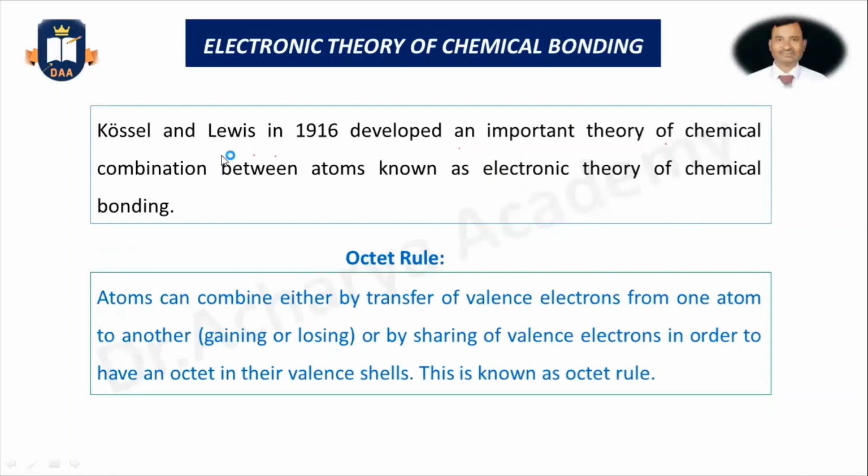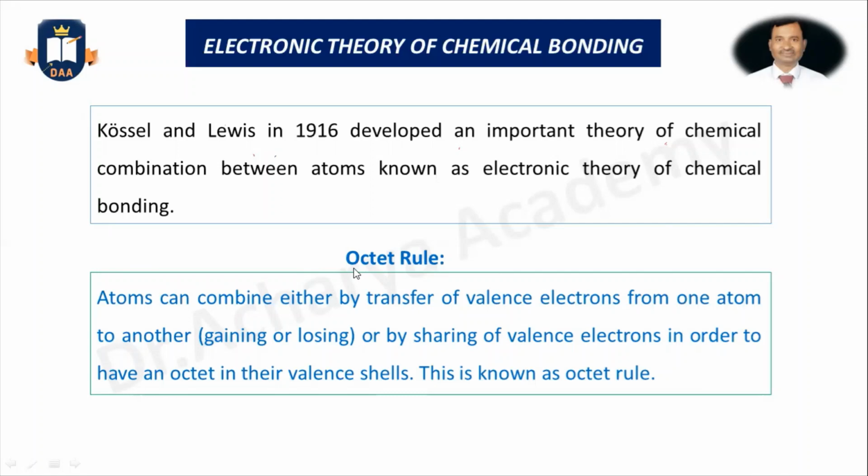As we know from the previous class, Kossel and Lewis introduced the theory of chemical combination of atoms, which is known as the electronic theory of chemical bonding. They introduced the octet rule, which states that atoms can combine either by transfer of valence electrons from one atom to another, by gaining or losing, or by sharing the valence electrons in order to have an octet in their valence shell. This is known as the octet rule.